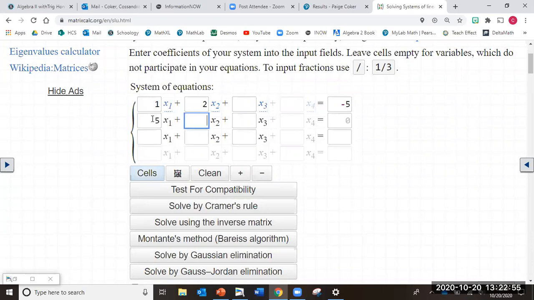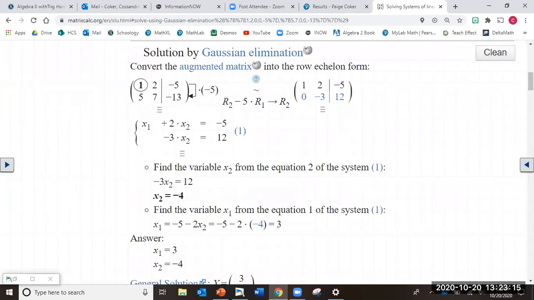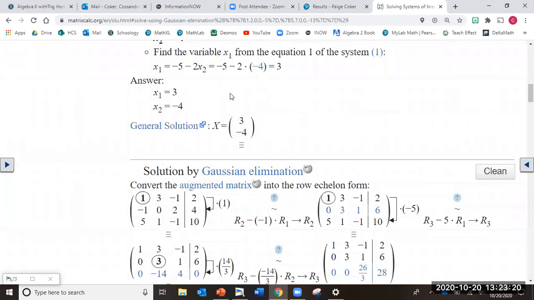Do the same thing here, 5, and then positive 7, leave this blank, set it equal to negative 13. And of course, you leave the bottom 2 rows blank because you didn't have a third equation, fourth equation. Then you're going to scroll down and select solve by Gaussian elimination or Gauss-Jordan, and scroll down, and there's your answer. So x is going to be 3 and y is going to be negative 4.